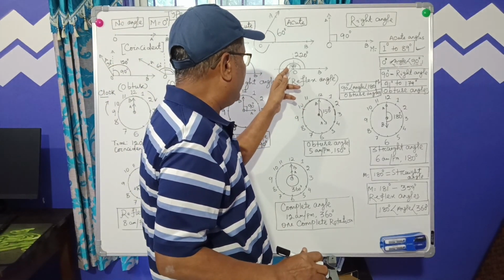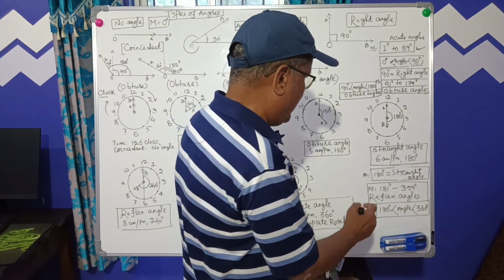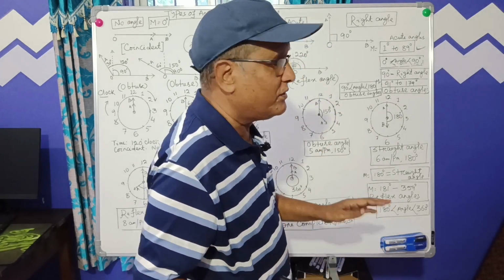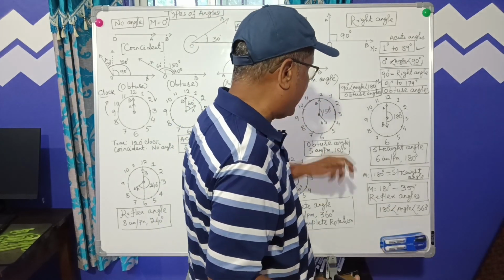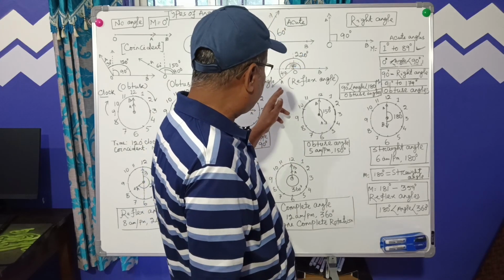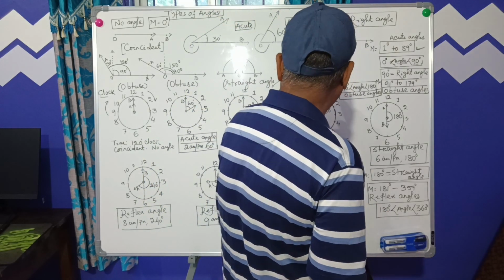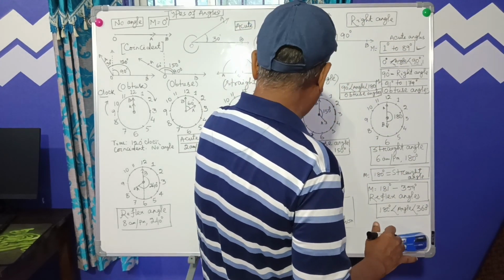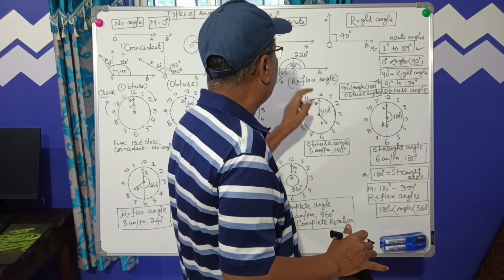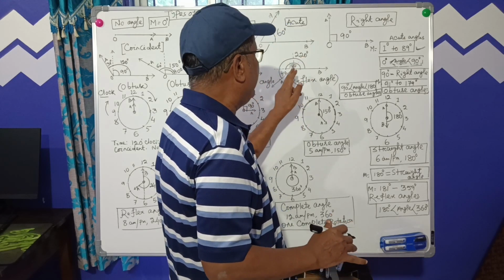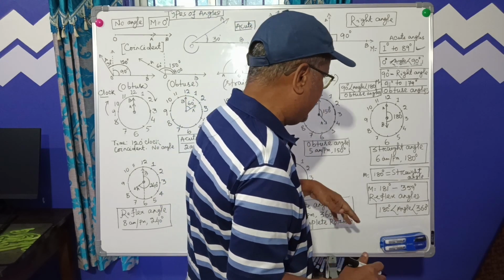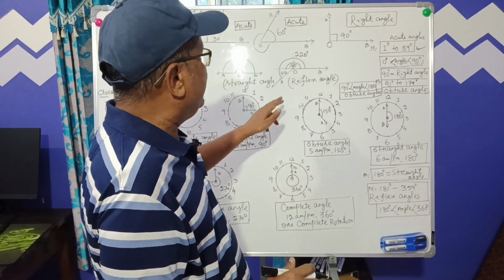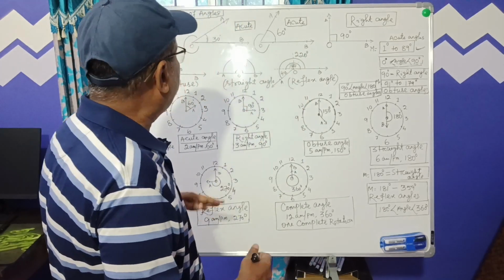So from 181 to 359, all the measures of the angles are called reflex angles. So we can write reflex angles means greater than 180 and less than 360. An example we have taken is 220, 230, 250, 270, 300, like this up to 359. These are called reflex angles.